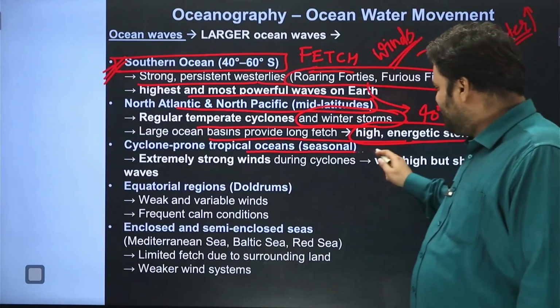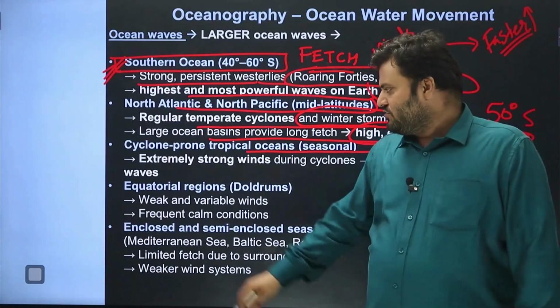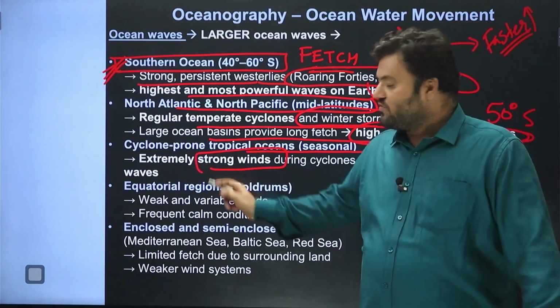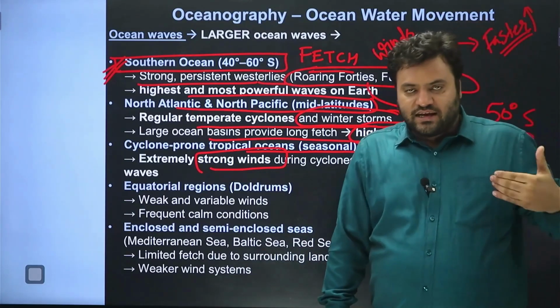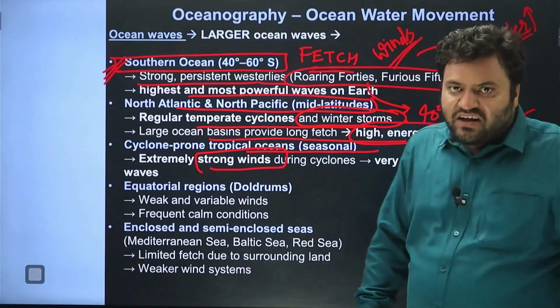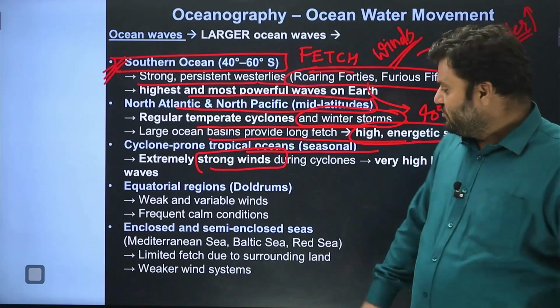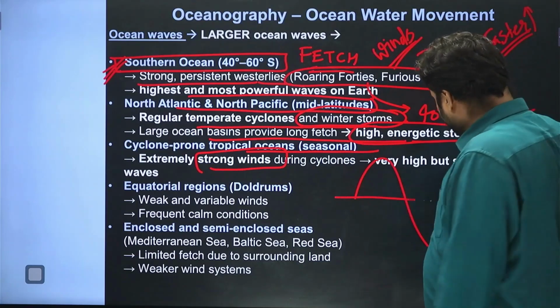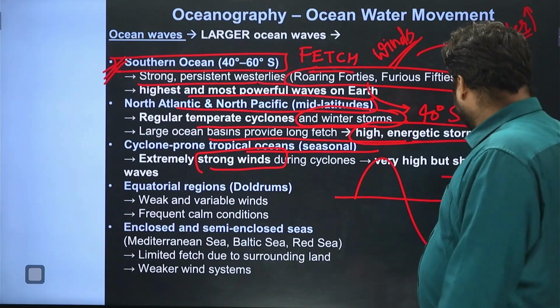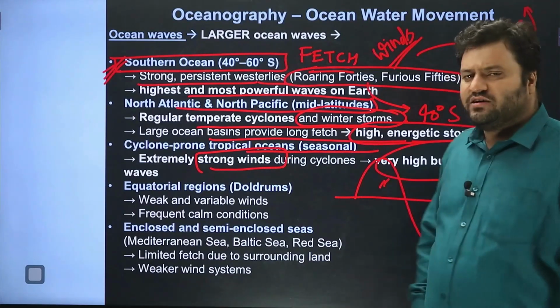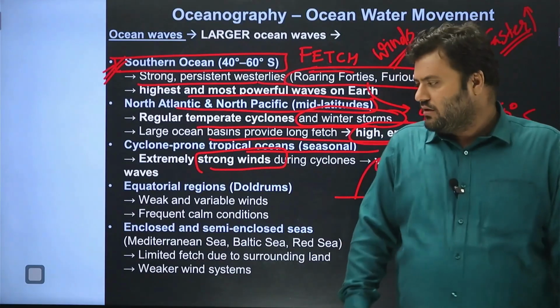In cyclone-prone tropical oceans, there are extremely strong winds because of the extreme pressure gradient which is formed, the close isobars in a cyclone. These close isobars will result in speedier winds, and as a result of speedier winds, you will see more height in waves accordingly. All right, so very high but short-lived, because a cyclone itself is a short-lived phenomenon.